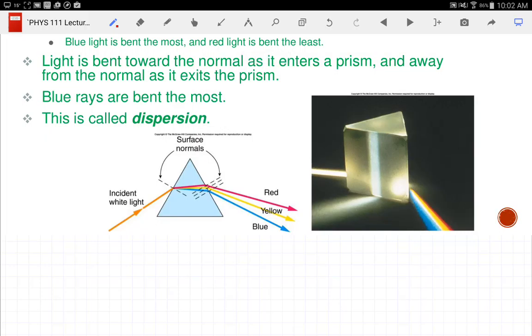Okay, prisms. Prisms bend light because of refraction. But the index of refraction is different for different colors. We've talked about that. So different colors bend by different amounts. So you have what we call dispersion. So in this picture, you see a diagram. Looking at these, which color has the highest speed in glass?